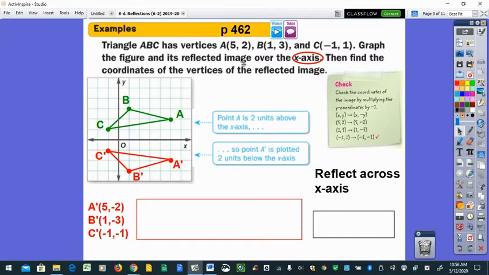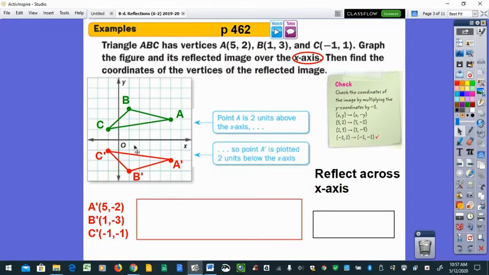So here's an example. We're going to start with a triangle that has the 3 vertices right here, and I plot them down here. So remember, your coordinates, kind of like playing that battleship game. You're going to go 5 to the right and 2 up, and that would be A. You're going to go 1 to the right and 3 up, that would be B. You're going to go 1 to the left and up 1, and that would be C.